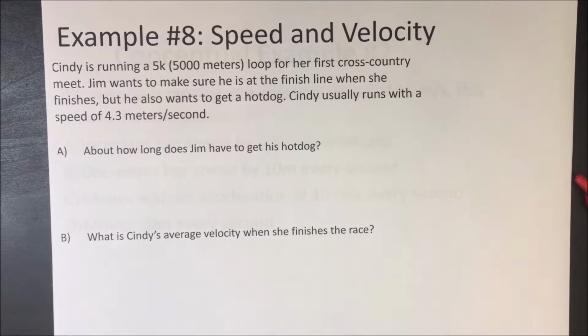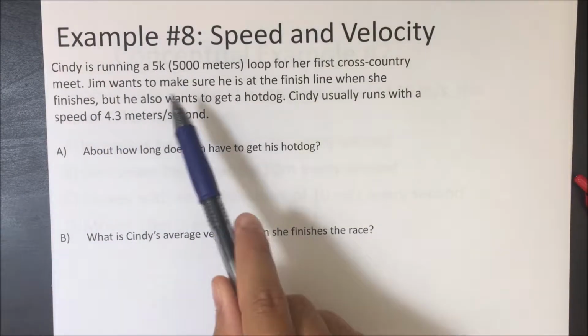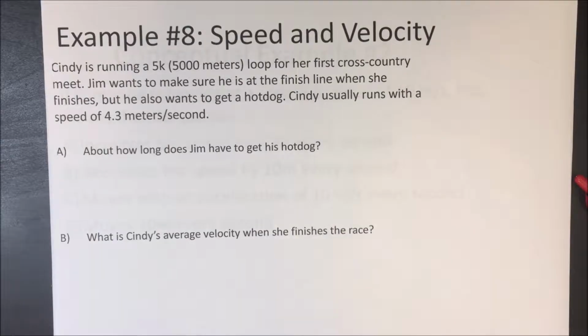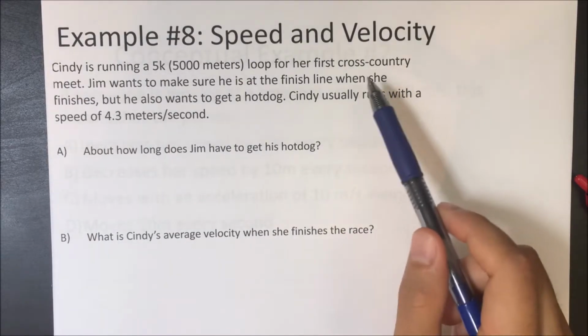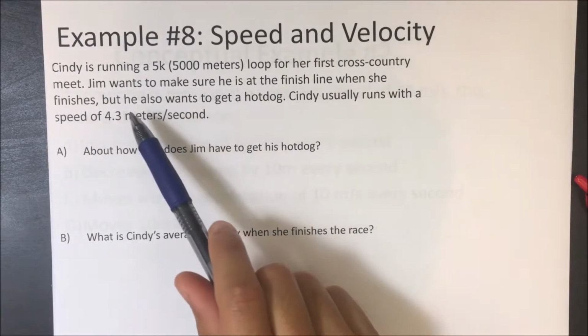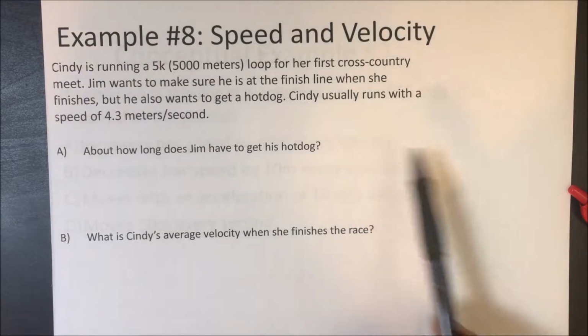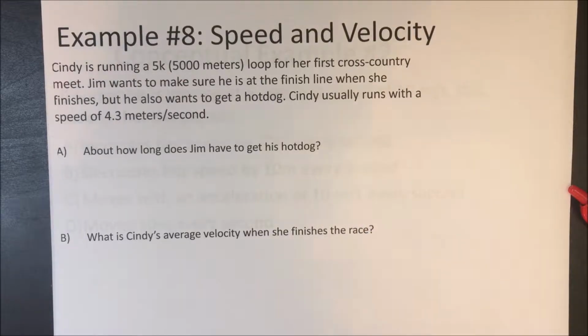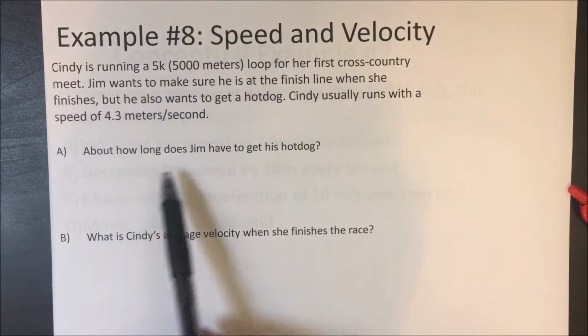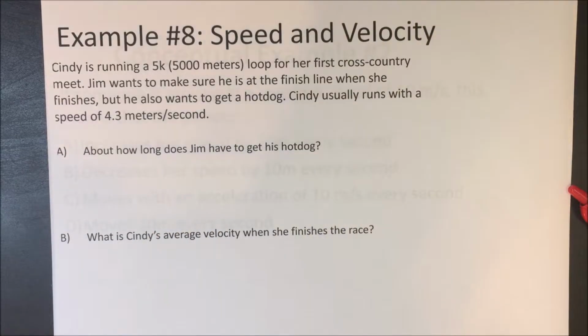Alright, next problem here. Cindy is running a 5K, which is 5,000 meters, a loop for her first cross-country meet. Jim wants to make sure he's at the finish line when she finishes, but he also wants to get a hot dog. Oh God. Cindy usually runs with a speed of 4.3 meters per second. About how long does Jim have to get his hot dog?